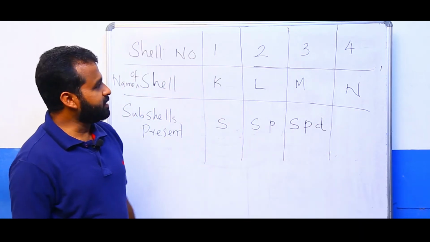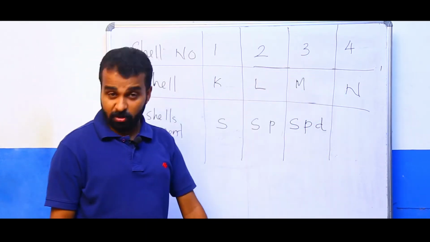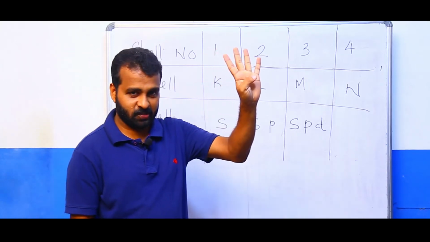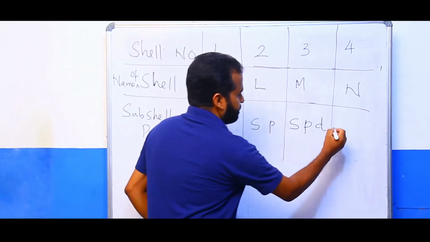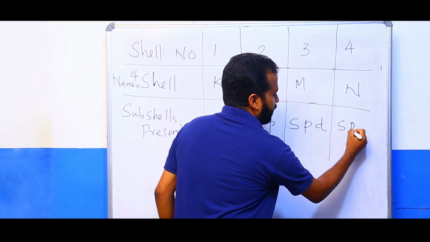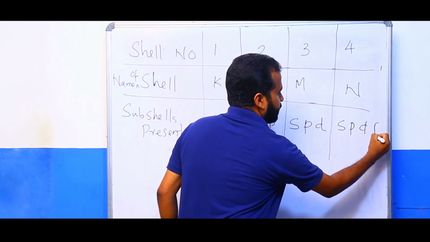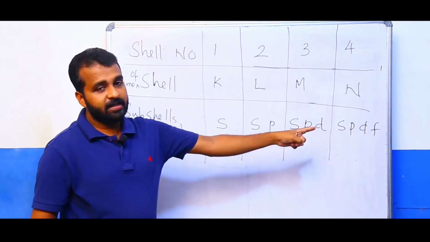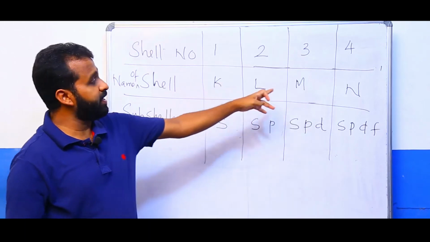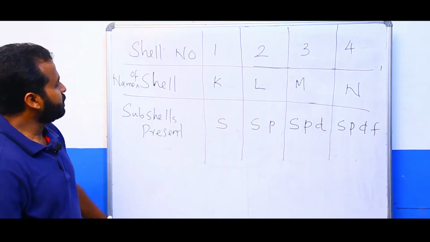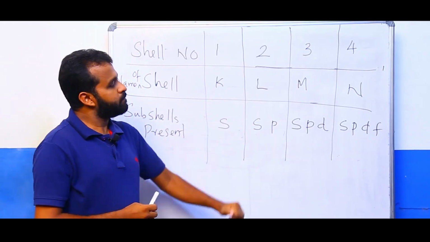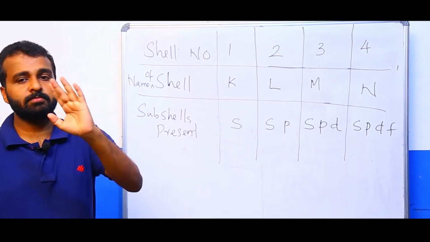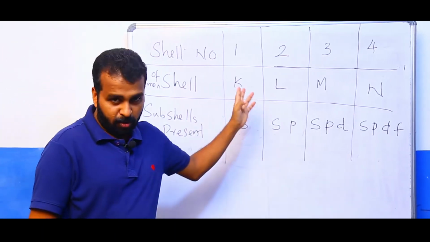Okay. The next, fourth shell. Fourth shell has four subshells. Which are they? Listen. S, P, D, F. So these are the subshells present in various shells. Then look at the table. I will ask some questions. All of you look at the table.